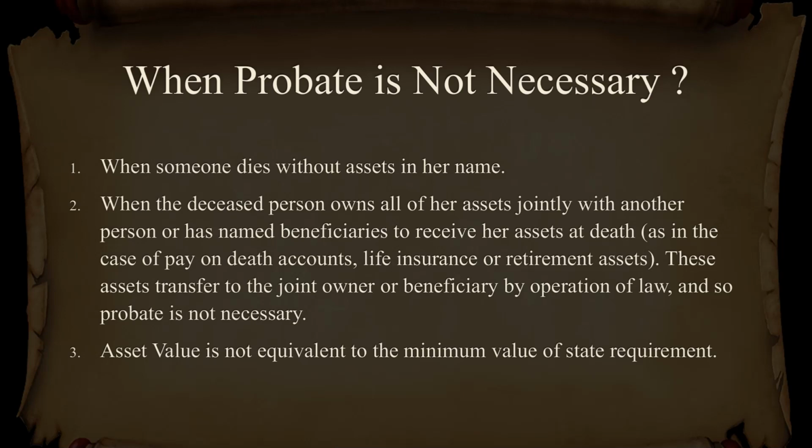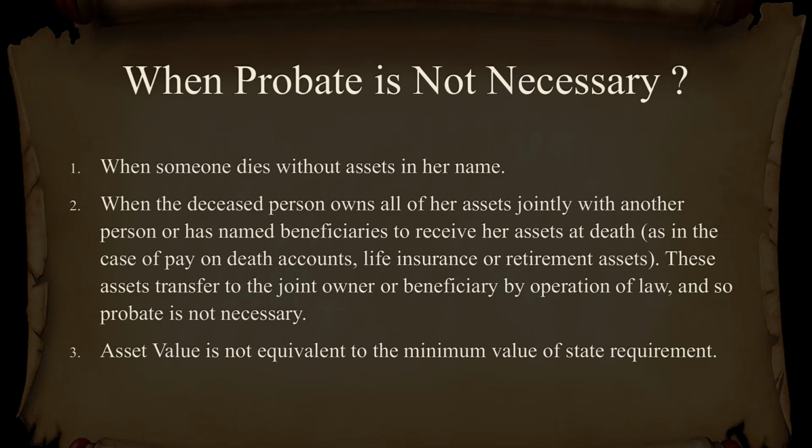Third one is when the asset value is below the state's minimum value requirement. In some states, probate is not required when the value of the decedent's assets totals less than a specified dollar amount. For example, in Colorado, estates that contain no real property and are valued at less than $66,000 may be transferred by affidavit rather than through the probate process. In Alabama, an estate without real property, valued at less than $29,710, can also be transferred by affidavit.